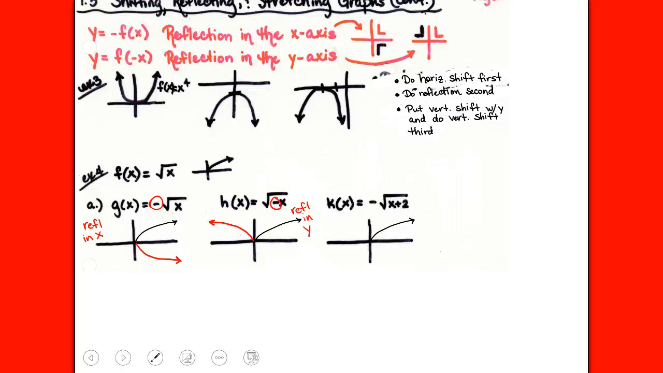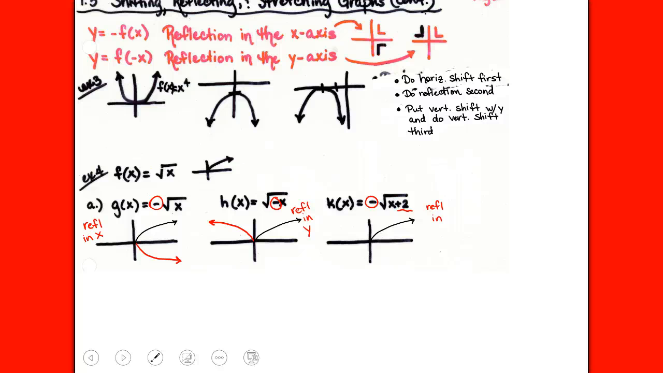So now they're going to take what we learned today, reflection, and put it together with what we learned in the first part of this lesson, that idea about horizontal and vertical shifting, okay? So if we compare the new function that they're giving us here with the original function that we've had, we have a couple of things going on. We have a negative and we have a plus 2. So I know that I'm going to have some kind of reflection because of the negative, and I know that I'm going to have some kind of a shift because of that plus 2.